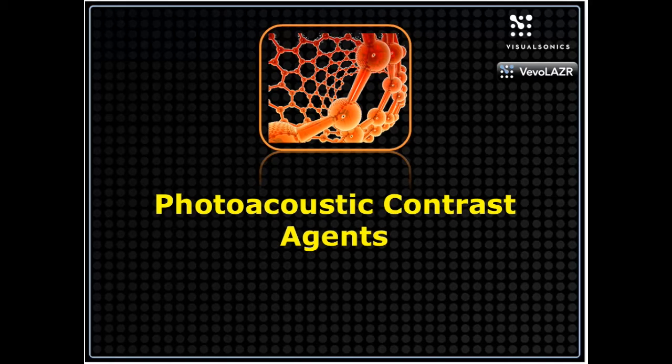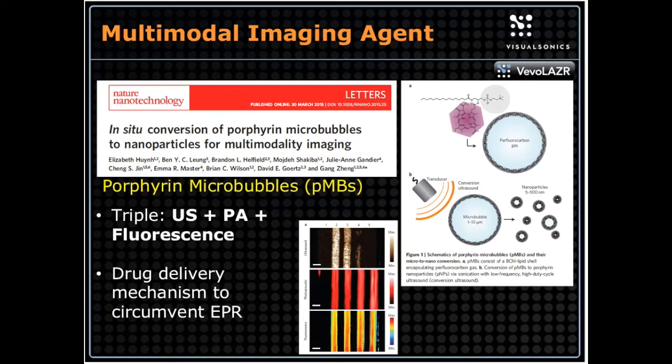I want to go into a bit of detail about some of the contrast agents, and I want to start with an example of a multimodal imaging agent. This was a paper in Nature Nanotech from Gang Zheng's group, where they were looking at a microbubble. Dieter also described these microbubbles, which we can use for ultrasound contrast to see perfusion right down to the capillary level. These are basically a lipid shell with an inert gas inside.